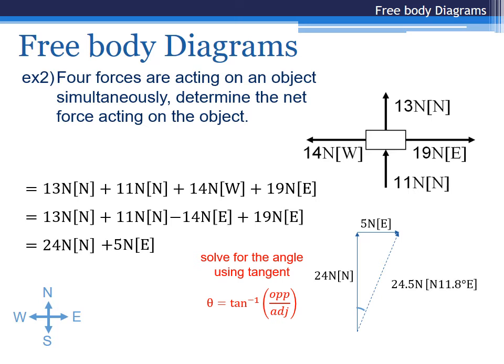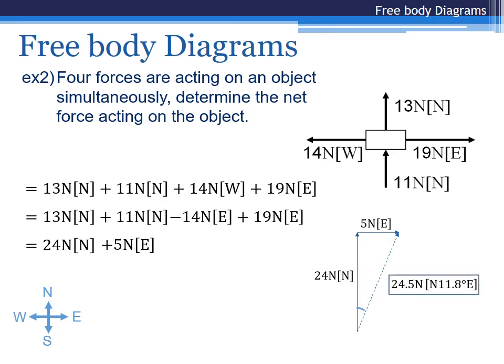I'll write north first because I went north, and then I went east. I always write the direction that I went first, then I write the angle, then I write the direction I went second. So north, 11.8 degrees east, and that is my final answer.